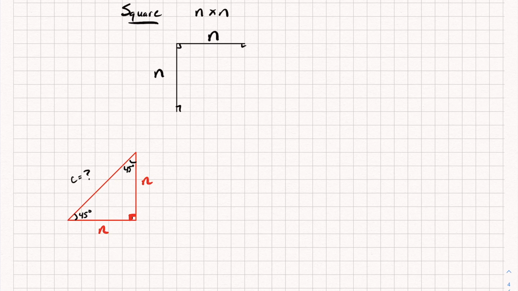So what is c? I'm going to use the Pythagorean theorem for that. And so I want to give you a second, go through and see if you can find the hypotenuse.